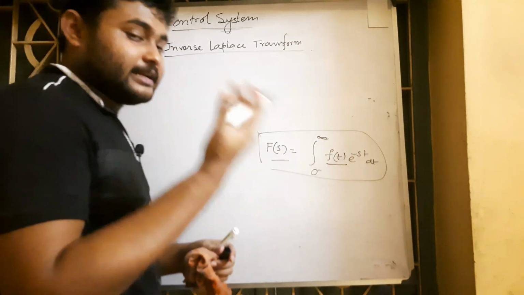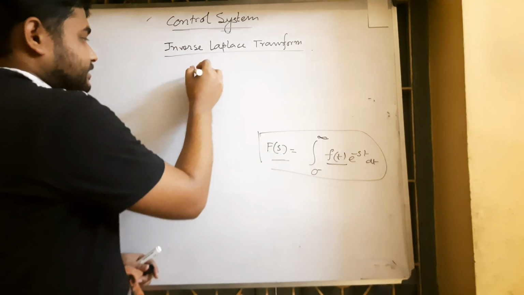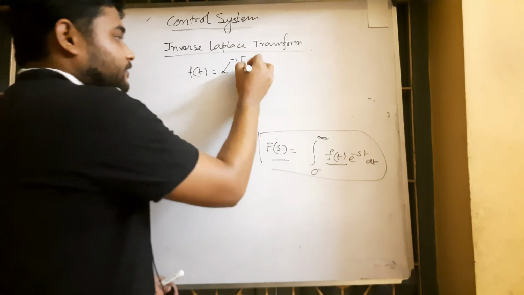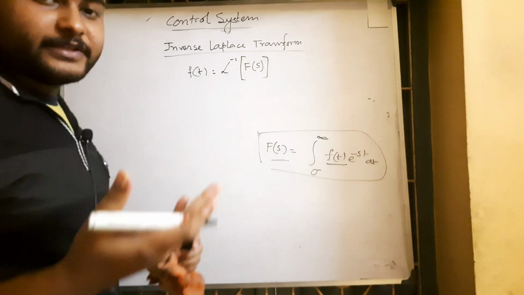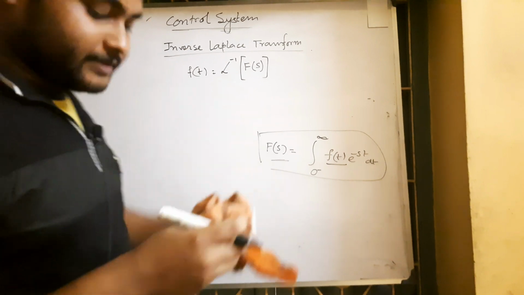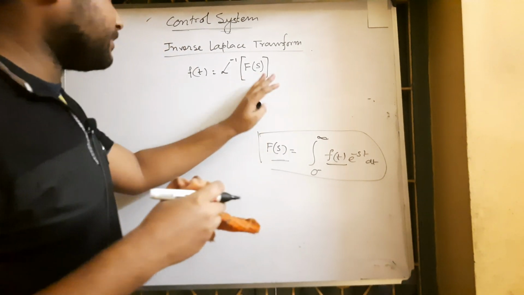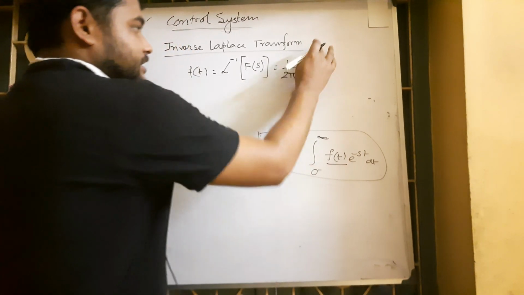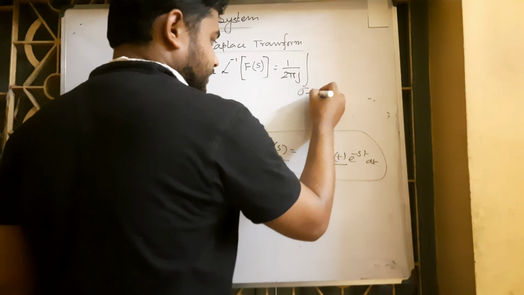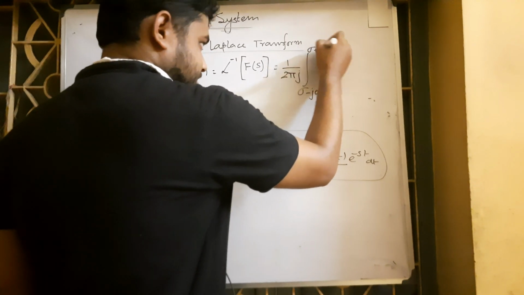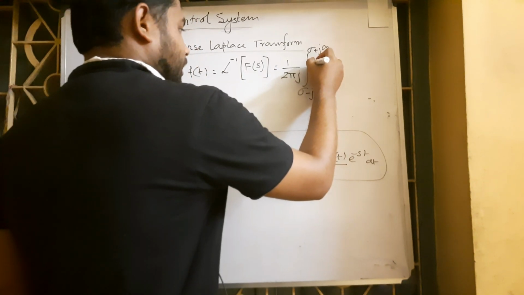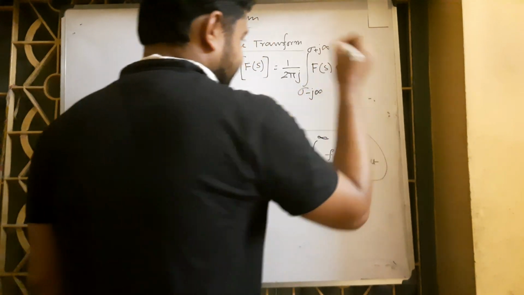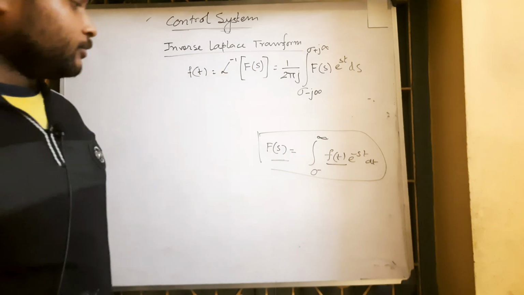Now there is another formula. f of t is also written as L inverse of F of s, that means L of f of t is the Laplace transform of f of t, and L inverse of F of s is the inverse Laplace transform of F of s. Now the formula is 1 by 2 pi j, integration from sigma minus j infinity to sigma plus j infinity, of F of s e to the st ds. This is the formula.